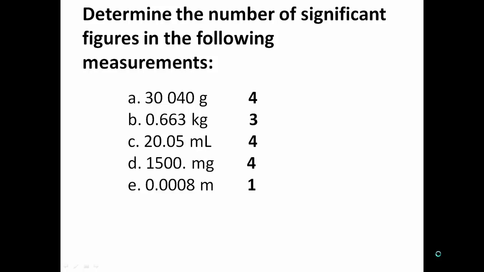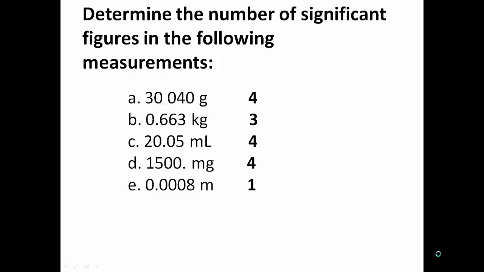Count from the first to the last and you get 4. In B, the 0 in the front never counts. The other 3 digits are all non-zero numbers, so all 3 of them are sig figs. In letter C, the 2 is a sig fig. The 5 is a sig fig because they are non-zero numbers. If the first and last are sig figs, everything in between is. There are 4 sig figs.